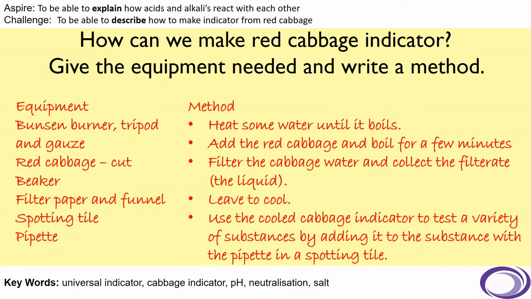The method is to heat water until it boils, add the red cabbage and boil for a few minutes, filter the cabbage and collect the filtrate, which is the liquid, leave that to cool and then use the cooled cabbage indicator to test a variety of substances by adding it to the substance with a pipette in a spotting tile, or in small glasses if you were doing this at home. I actually used an artist palette when I did it at home. You'll see that in a few slides.